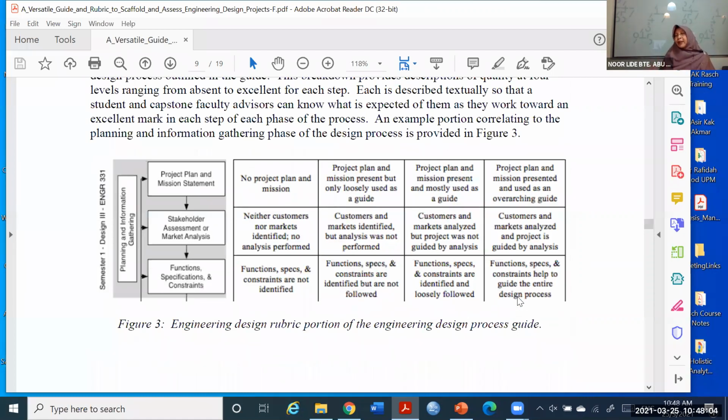Can you see it's a 4-point scale? The lowest is that no project plan and mission. At the most accomplished end, project plan and mission presented and used as an overarching guide. The second one is about stakeholder assessment and market analysis. And third, so you see how the different elements of the project, of the assessment, or the task that they're supposed to perform, and the rubrics that follow.